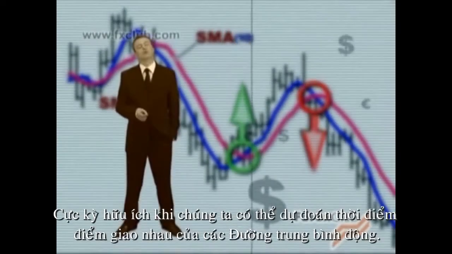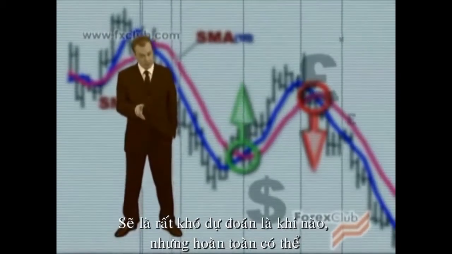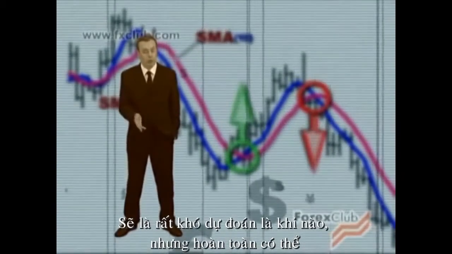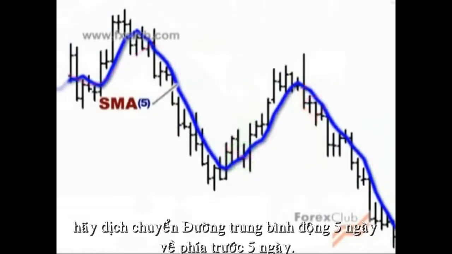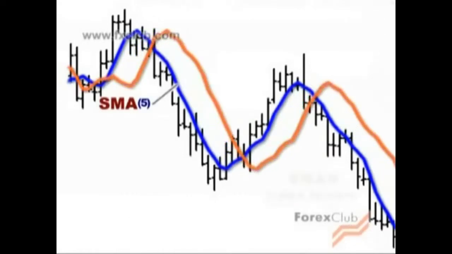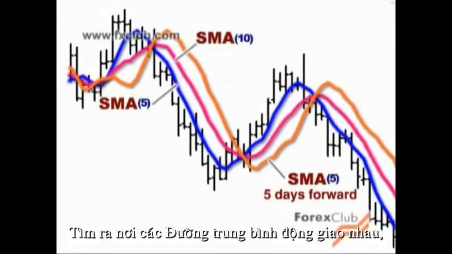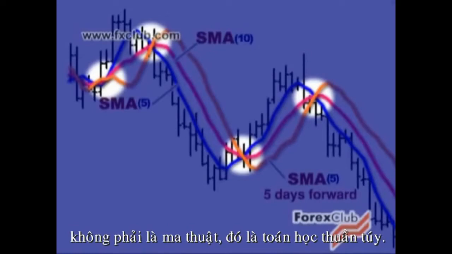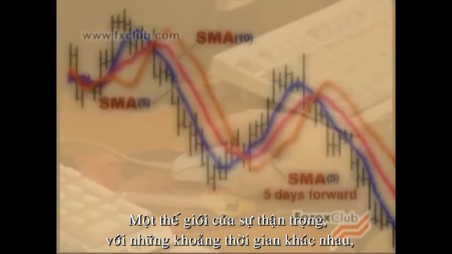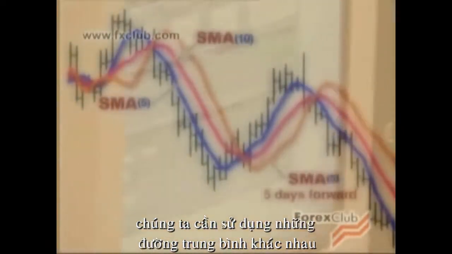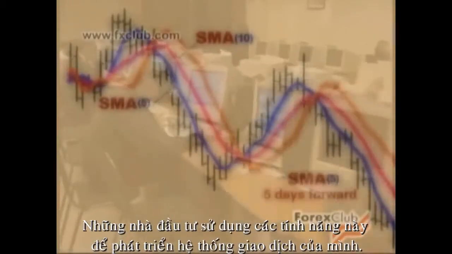It'd be very useful if we could predict the points where the averages cross. It'd be unrealistic to expect to predict when, but it's quite possible to predict the zone. Let's shift the 5-day MA 5 days forward, and this is what it looks like. Now let's do a small conjuring trick. Notice where the averages cross. This isn't magic, it's simple mathematics. A word of caution: with different time periods we need to use different averages and different shifts forward. Traders make use of this feature when developing their trading systems.